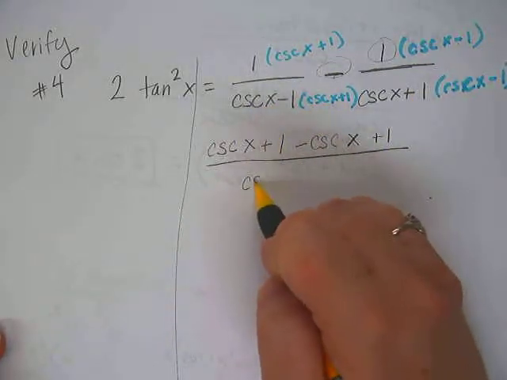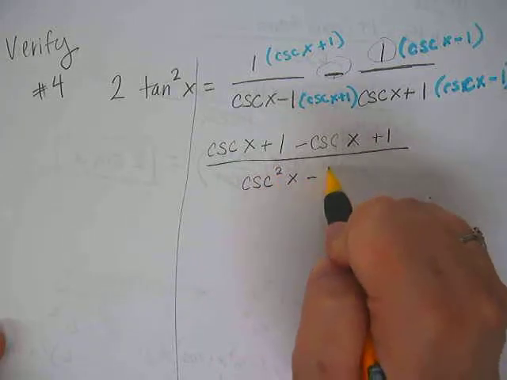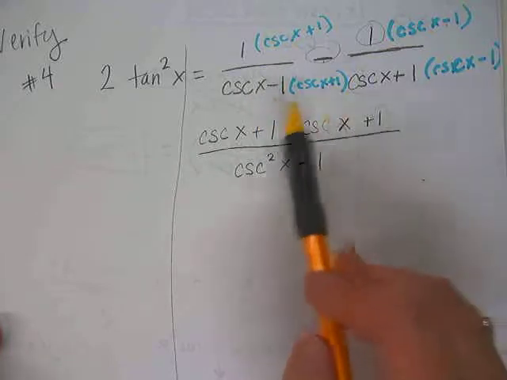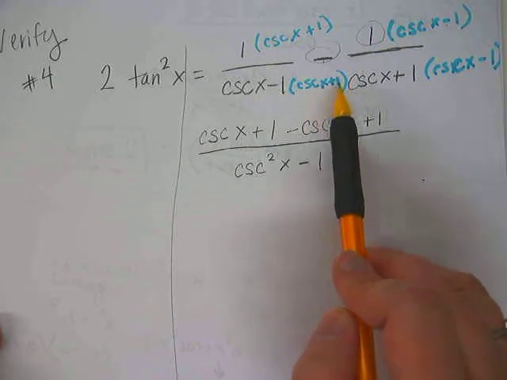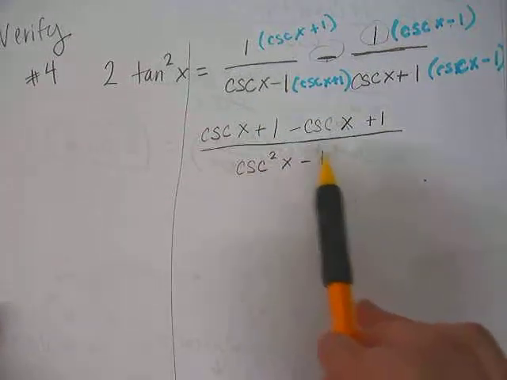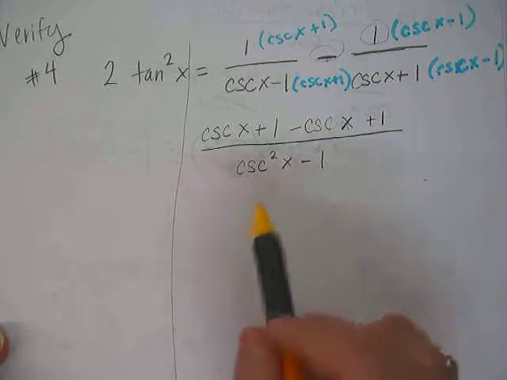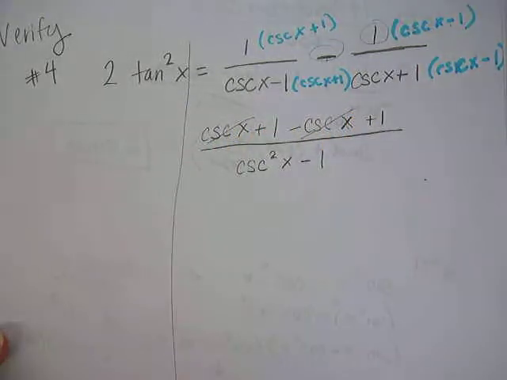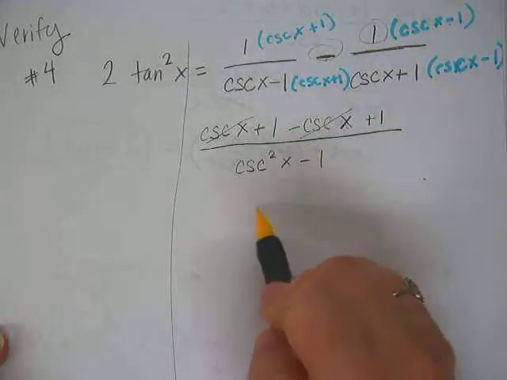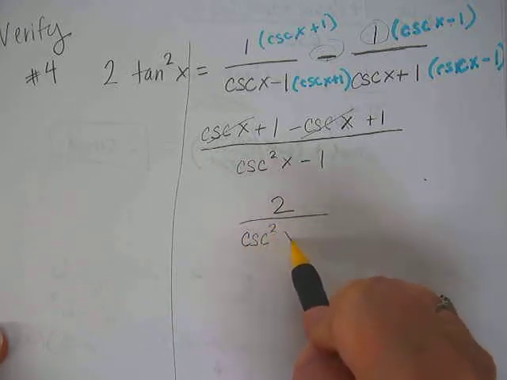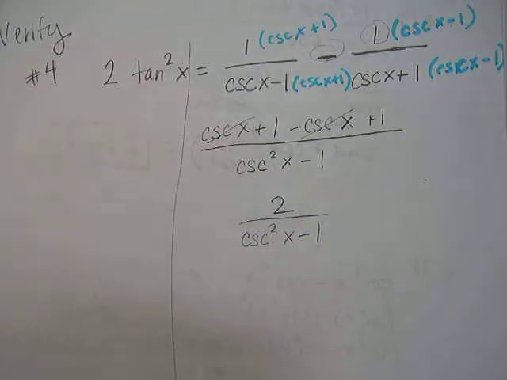Then let's go ahead and FOIL this part out. So that will give us cosecant squared x minus 1 for our common denominator, because these are conjugates. So when they're FOILed together, the positive 1 cosecant x and the negative 1 cosecant x will cancel out of the middle, and we end up just with this. Okay, now let's go ahead and simplify the top. So it looks like this cosecant and cosecant will cancel. So we'll just have a 2 on the top of that problem there. So 2 over cosecant squared x minus 1.